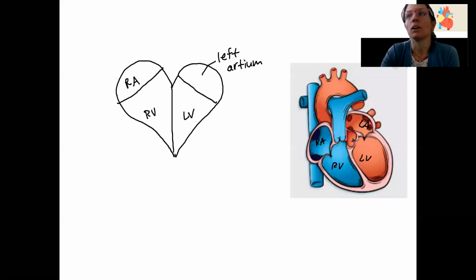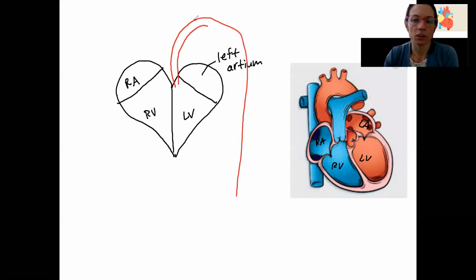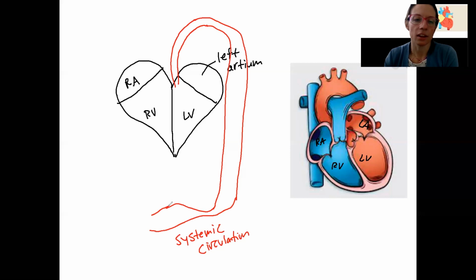In this video, I want to give kind of an overview of the 2 circulatory tracts. So from the left atrium, first of all, we've got a big old vessel here that's going to go to systemic circulation. This is going to go to all the tissues of the body. Here, there's going to be capillaries, and then we're going to lose our oxygen.